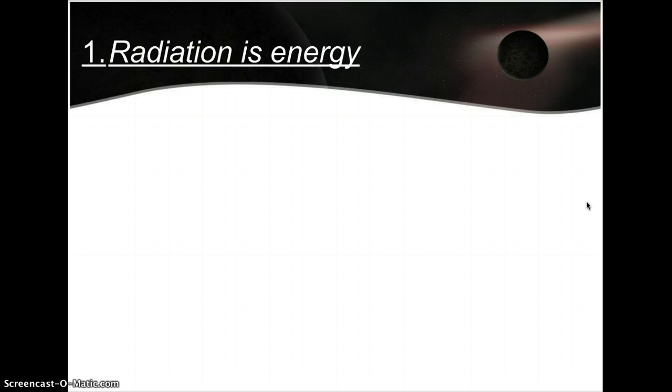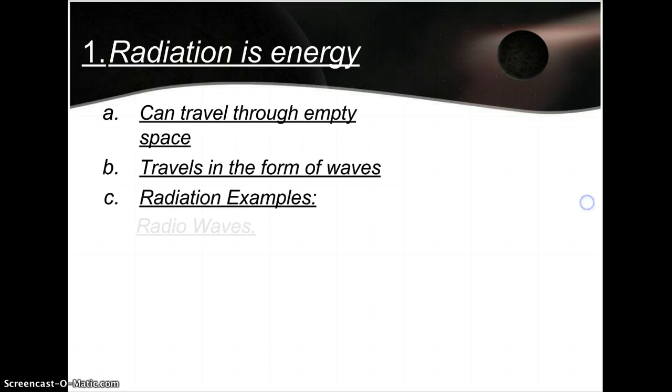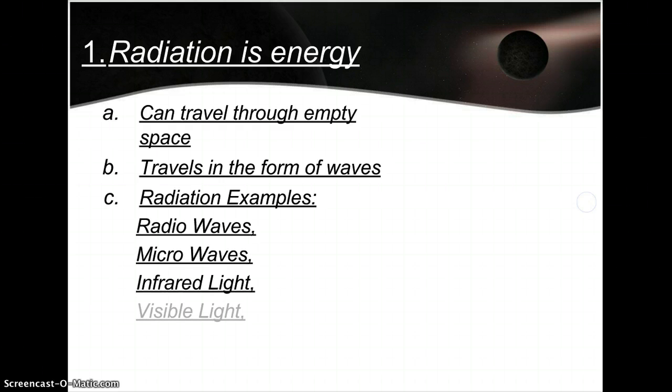Radiation is a form of energy. It can travel through empty space. It travels in the form of waves. And there are a lot of different examples of different types of radiation. Some of these you've heard of, some of these you maybe have not heard of as much.